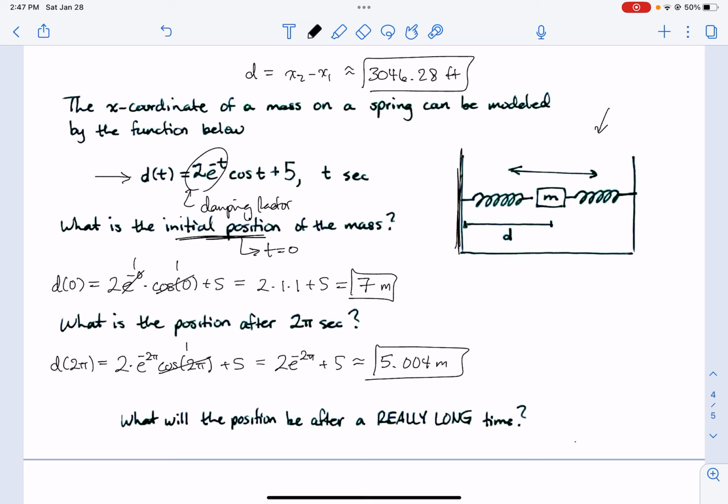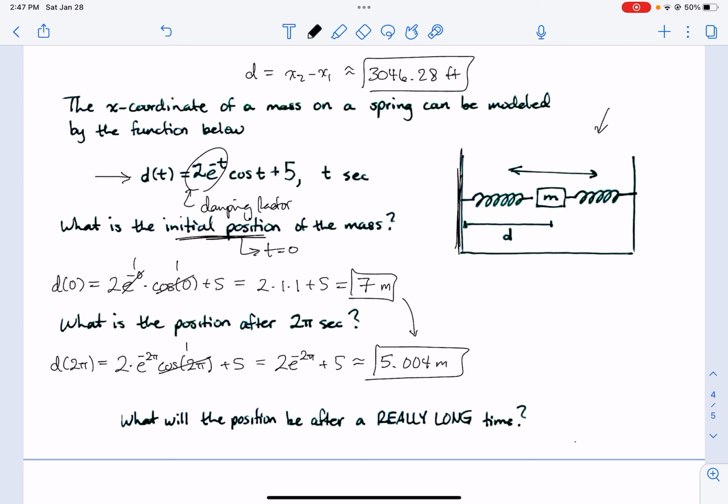And think about this, right? After 2 pi seconds, you've done a full cycle for the cosine function. So it should be reaching its maximum value again at 2 pi. But notice how from 7, it should have reached 7 again, right? But the friction has reduced the amplitude down to 5. And it should keep doing that, right? And so that's going to help us figure out, what will the position be after a really long time? Well, just think about what friction does. It's just going to slow this oscillation down until it's not really wobbling anymore.